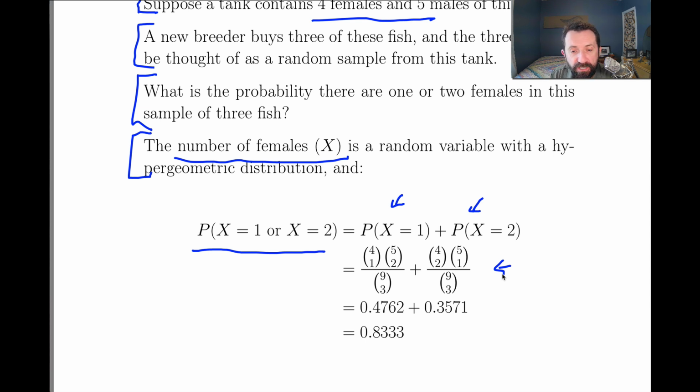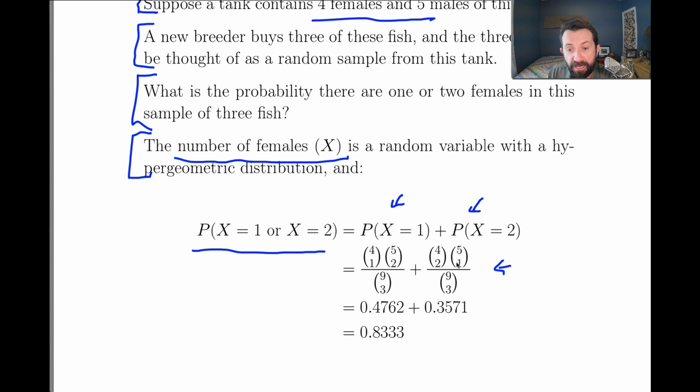When we are working through all of this, for the probability that x takes on the value 1: from the 4 females, we have to pick 1, from the 5 males we have to pick 2, and from the 9 fish we're picking 3. Again, we might notice 4 plus 5 is 9, and 1 plus 2 is 3. On this side, for the probability that x takes on the value 2, from the 4 females, we have to pick 2.